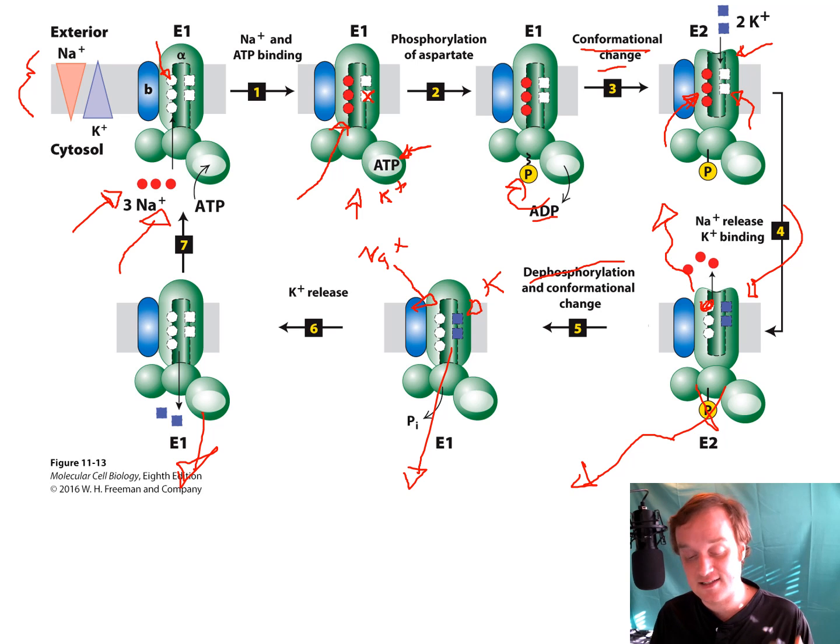And so we're constantly pumping out 3 sodium and pumping in 2 potassium by this ATP hydrolysis pump. And this can go against those gradients because we're changing the affinity of those binding sites in the conformations.